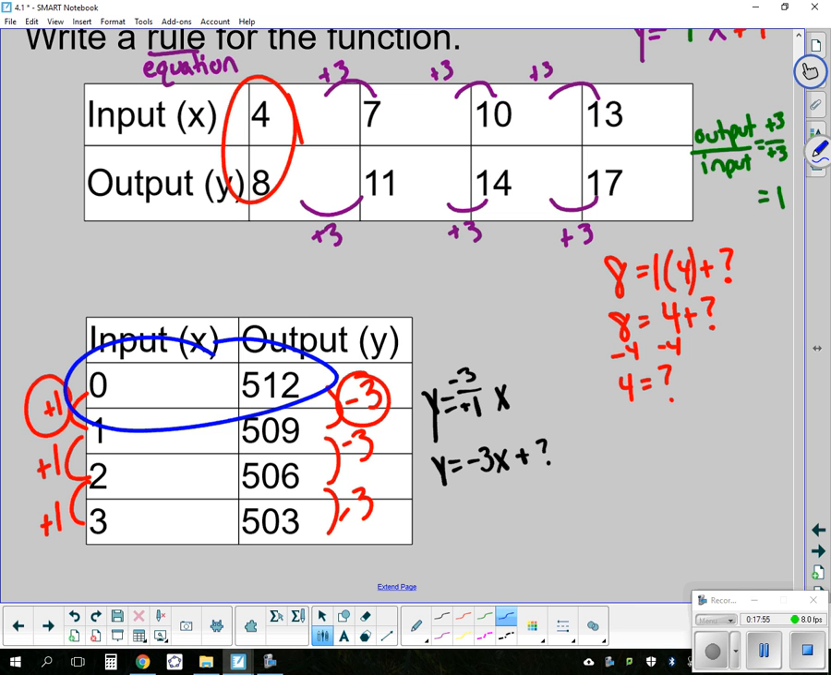Take one of your ordered pairs and plug in. Y equals 512, negative 3 times 0 plus something. Well, this is 512 equals 0 plus something. Well, that's just 512 equals our something. So our equation has to be y equals negative 3x plus 512.